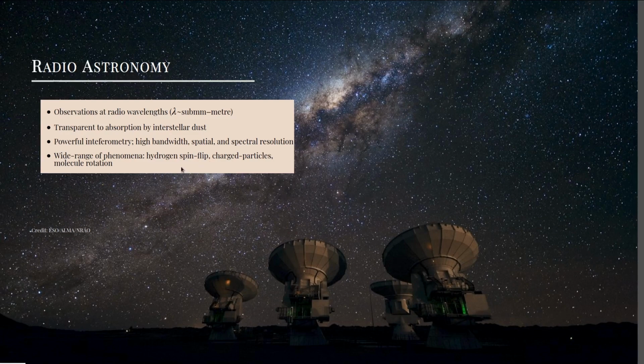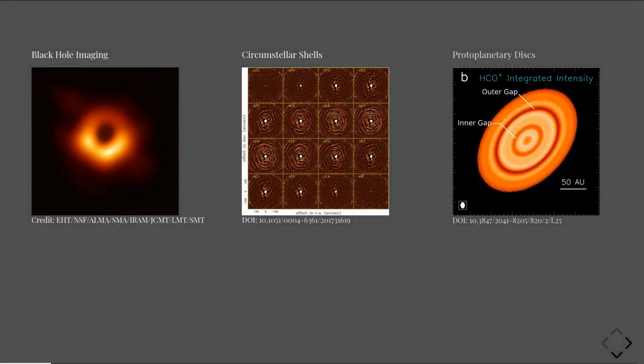In the radio band, we are also capable of extremely long baseline interferometry, giving us very high spatial and spectral resolution and bandwidth, which in turn lets us study a wide range of phenomena. To show off some of the science we're able to do with radio astronomy, the left image is probably one that a lot of you saw in the news last year, which is the first image of a black hole, published by the Event Horizon Telescope Collaboration. Their experiment combined the efforts of many radio observatories and analytic power to establish what I believe is a very good baseline of what radio interferometry can achieve.